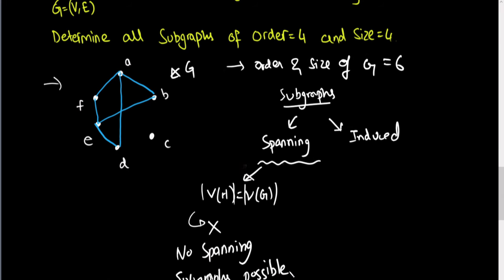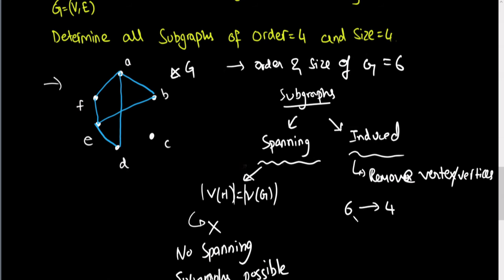All right, I hope this is clear. Now let us list down all the induced subgraphs, if at all they are possible. So for induced, we remove a vertex or vertices, right? Now we have 6 vertices present currently, and we need to lower them down to 4. So as we lower the number of vertices down to 4, we also have to make sure that the number of edges also get lowered from 6 to 4.